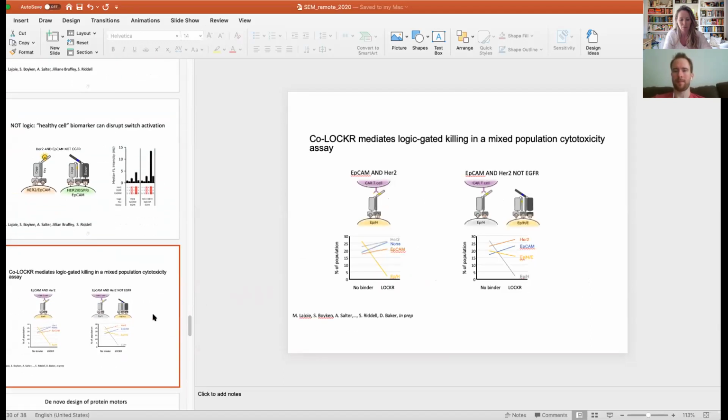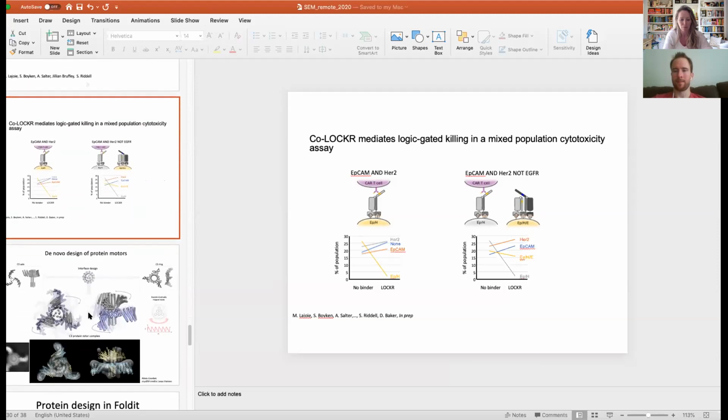And in collaboration with Stan Riddell's group, we have shown that this can work with CAR T cells. So if we have CAR T cells that recognize this epitope, then they kill cells that have the 2 markers, but cells that have a third marker, which would be a healthy cell marker in an actual use case, do not get killed because the key is sequestered away.